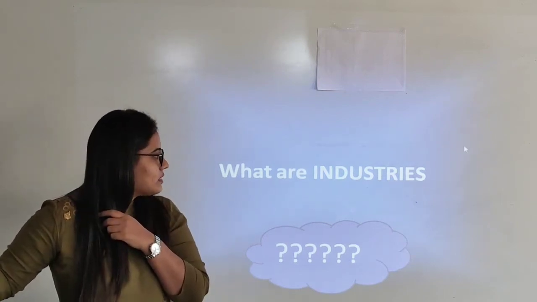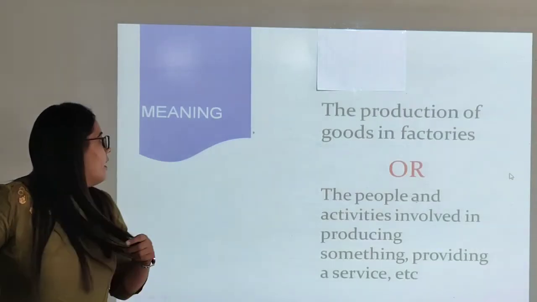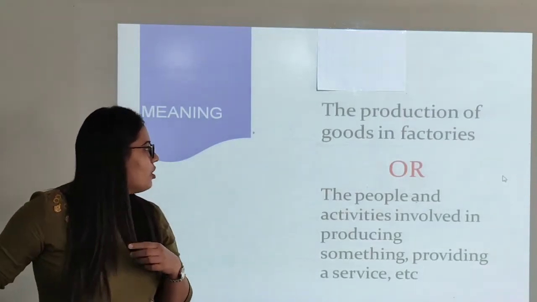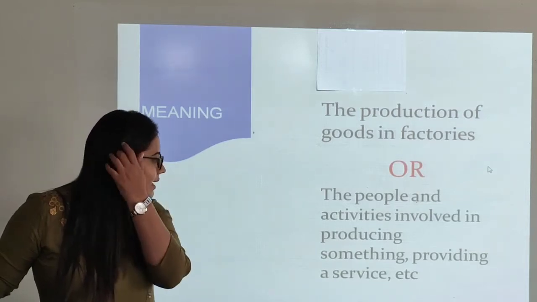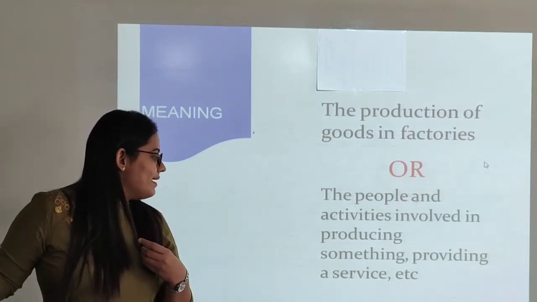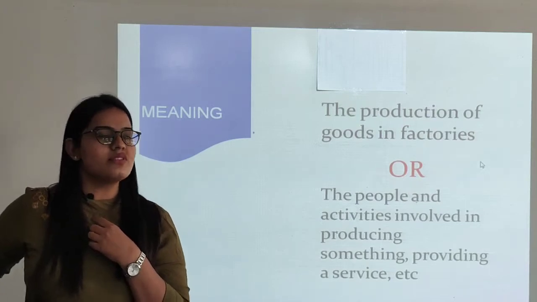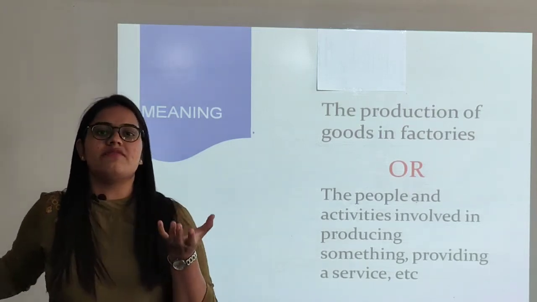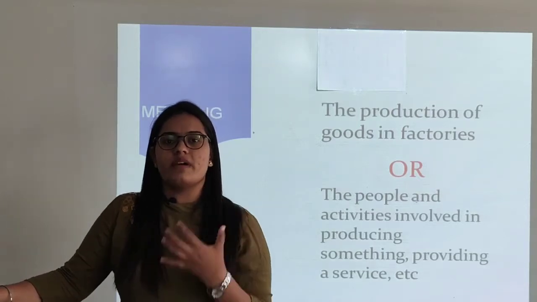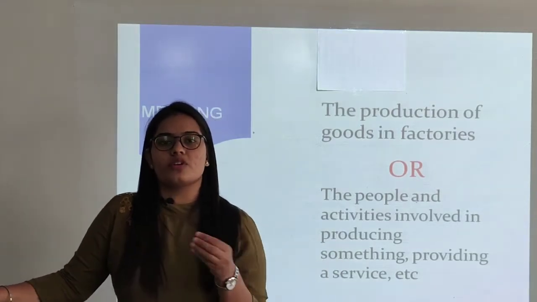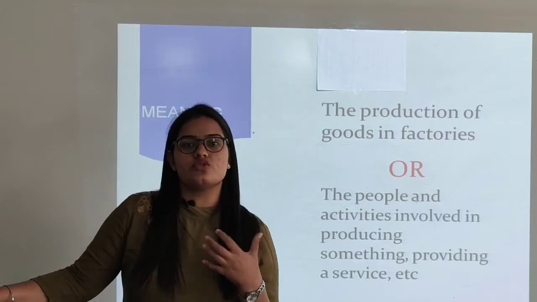Okay, so this is the next slide. Meaning of industries: the production of goods in factories, or the people and the activities which are involved in producing something or providing a service. So industries means production of goods in factories. The books that we use reach our hands through a very long procedure. How do they reach us?